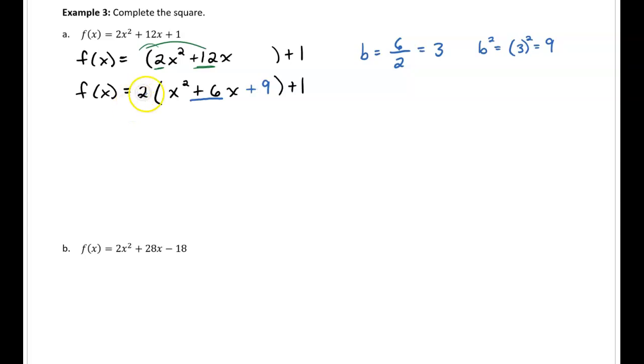So notice I don't have a negative, but I do have that 2 in front. So in reality, when I say I'm adding 9, I'm actually adding 2 times 9, because that 2 would be applied to that 9 as well. So if I'm adding 2 times 9 on this part of my function, to make up for it, I need to subtract 2 times 9. See that? We got to be careful with those coefficients.